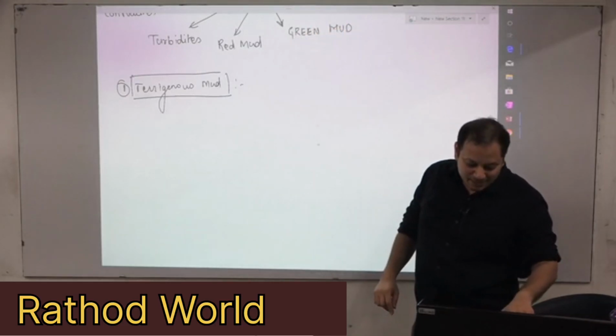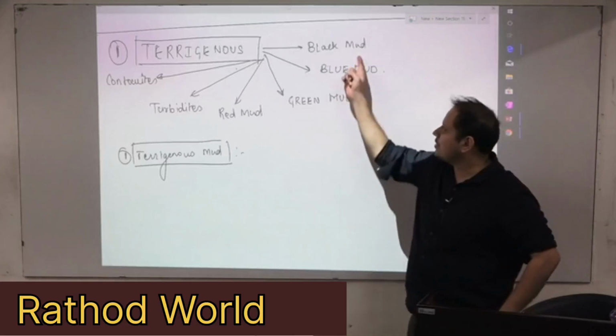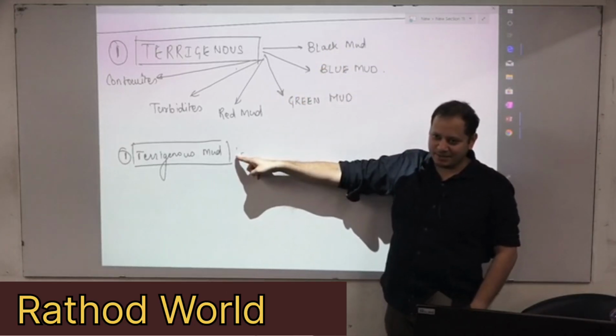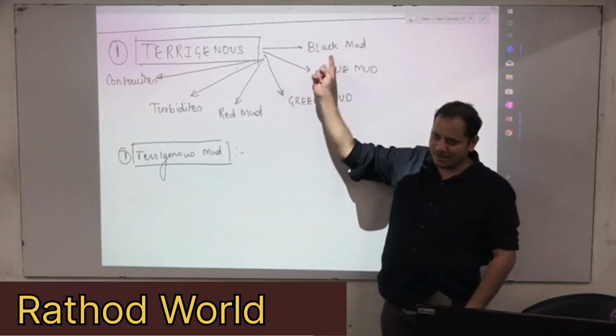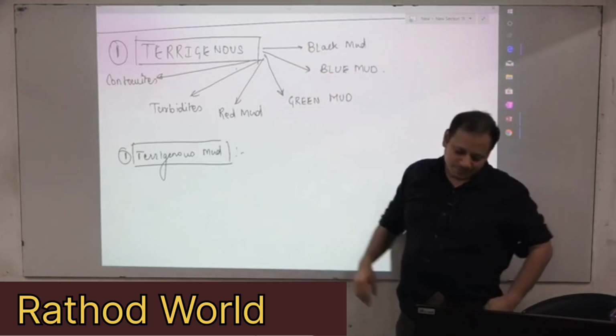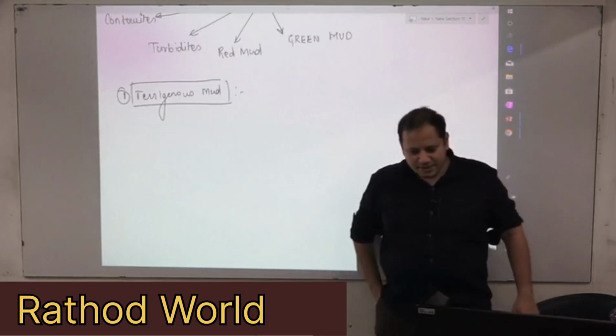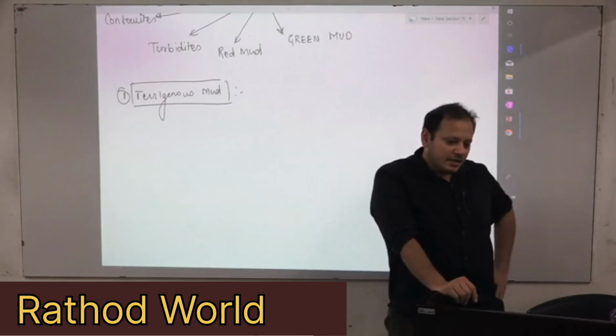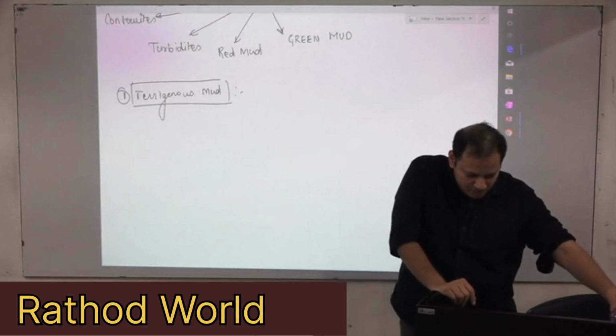Actually, black mud मैंने बताया for your understanding. There is no name such as black mud. उसका name is terrigenous mud. इसलिए ये एग्जाम में मत लिखना, ये आपके अंडरस्टैंडिंग के लिए. Have very high organic content and therefore are black in color.